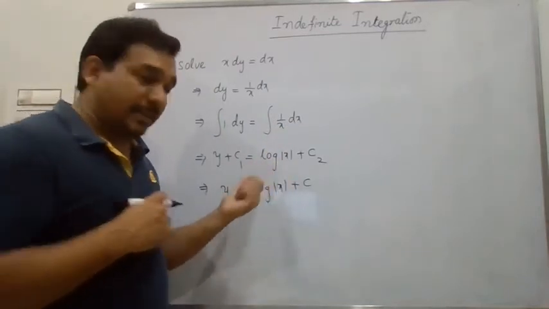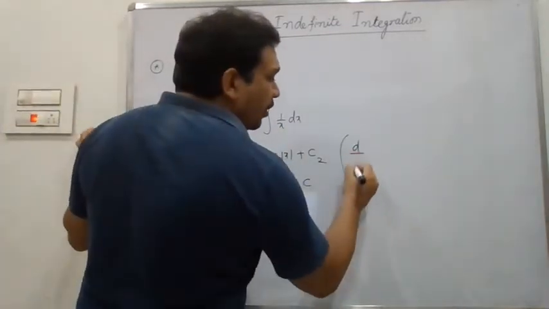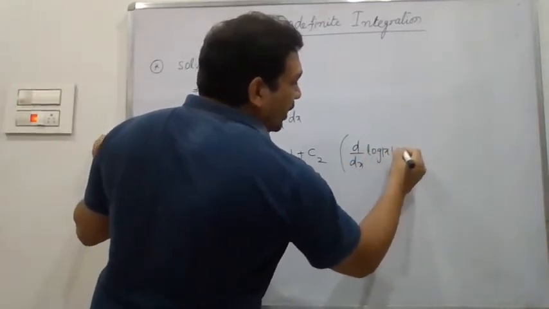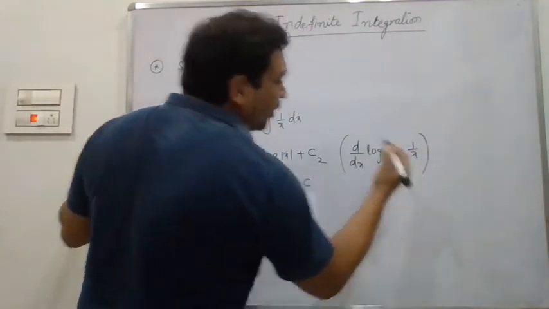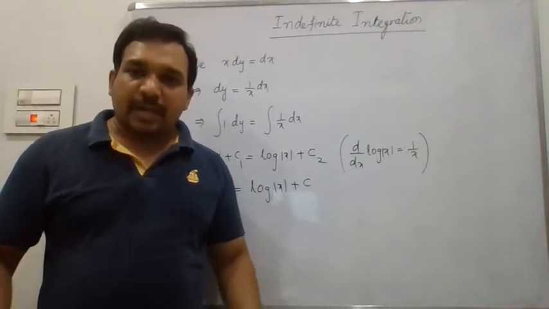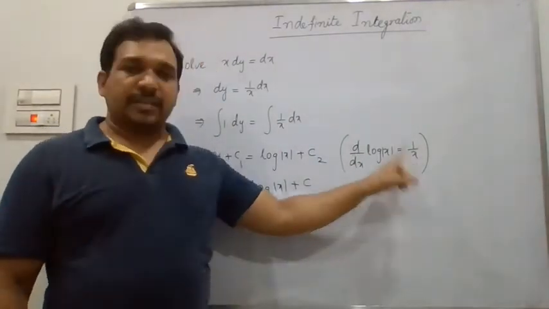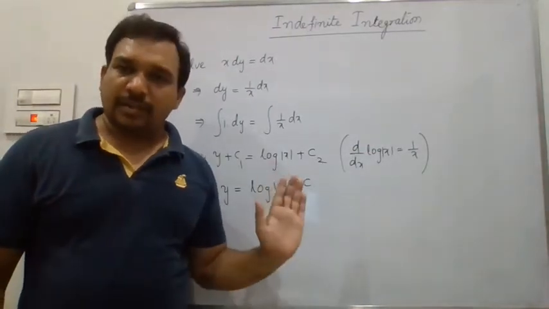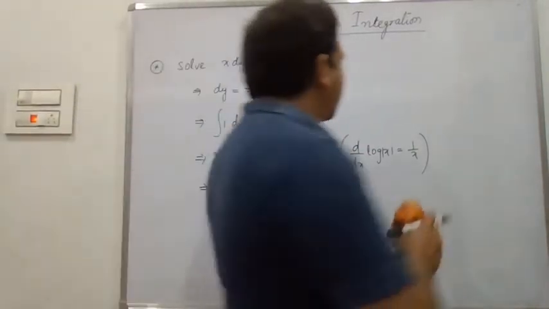How did we get it? Since the derivative of log of mod x is 1 by x. Derivative of log x is 1 by x. Because of that, integration of 1 by x is log of mod x plus constant. Any doubt in this? Clear now? Okay. We will move to the next question.